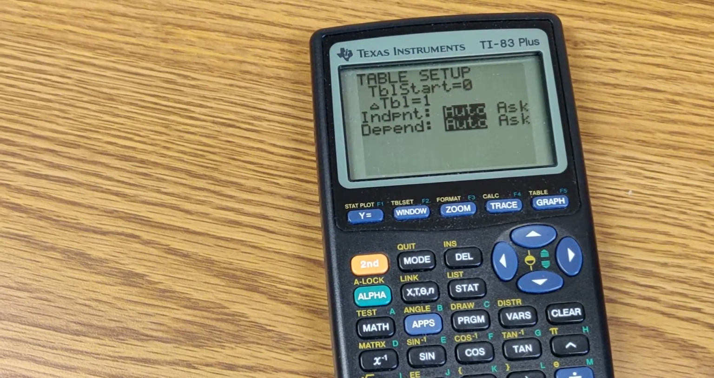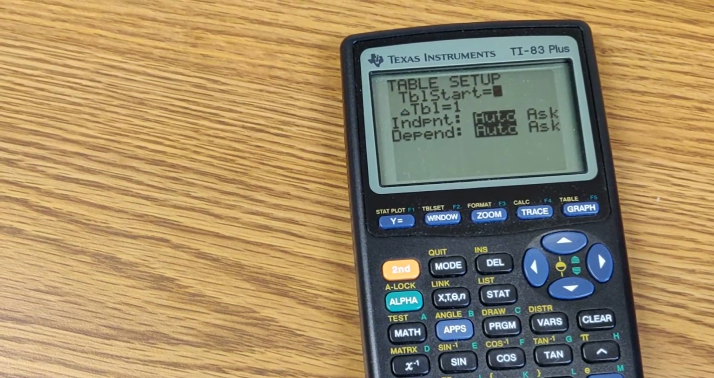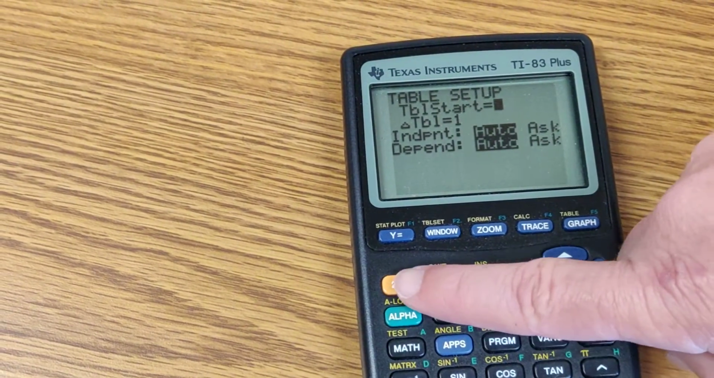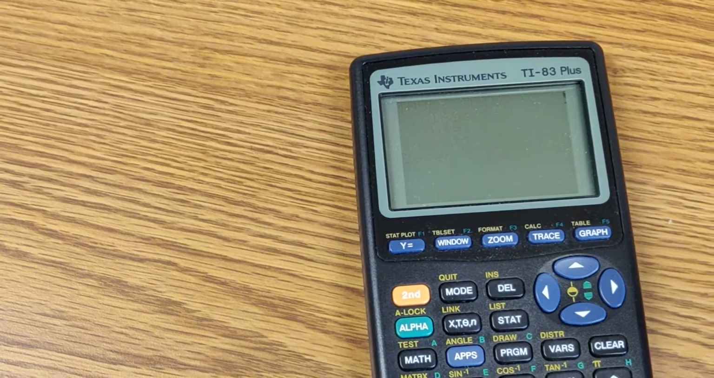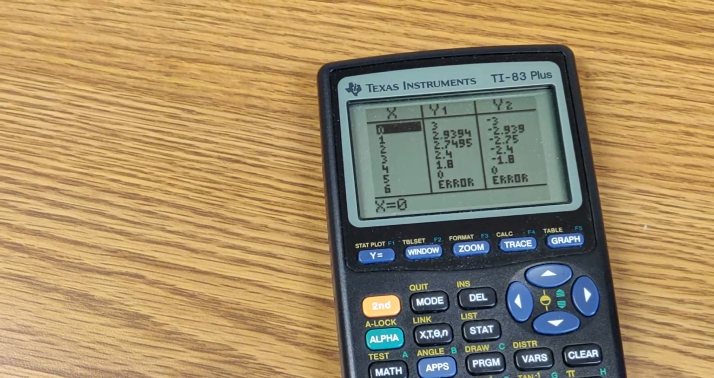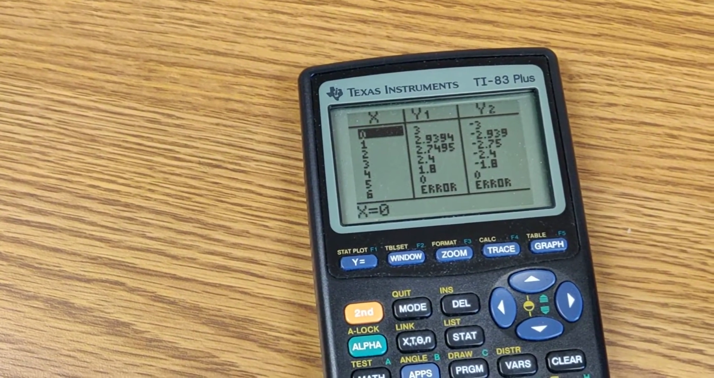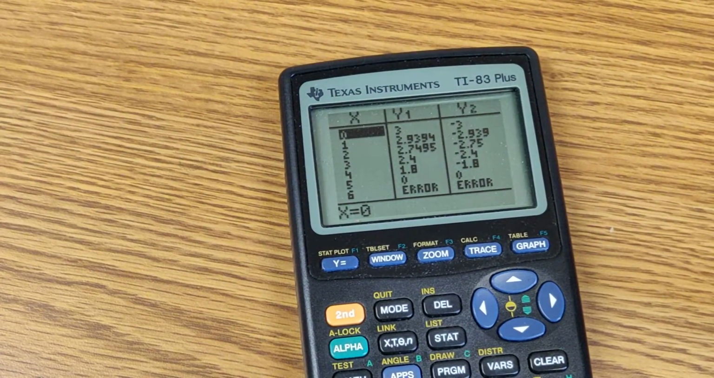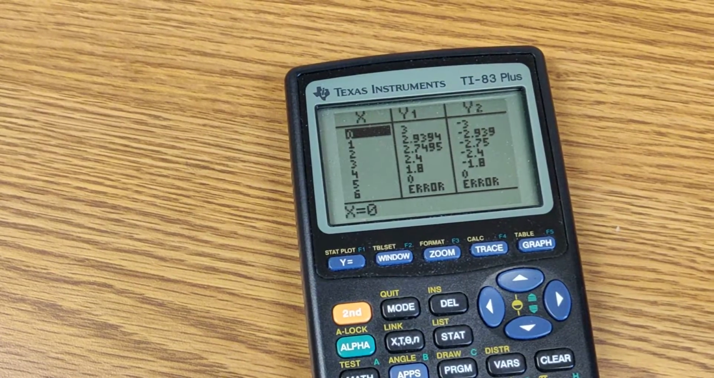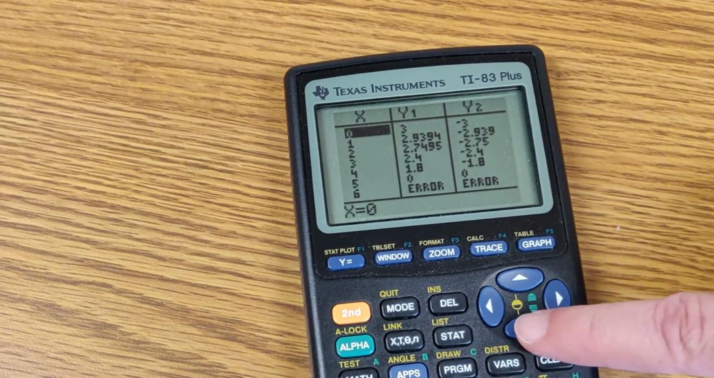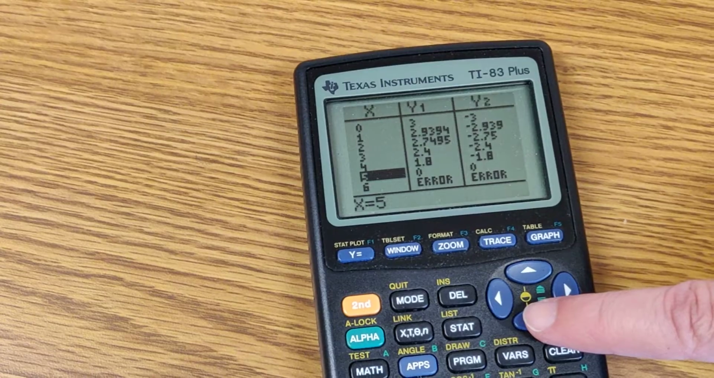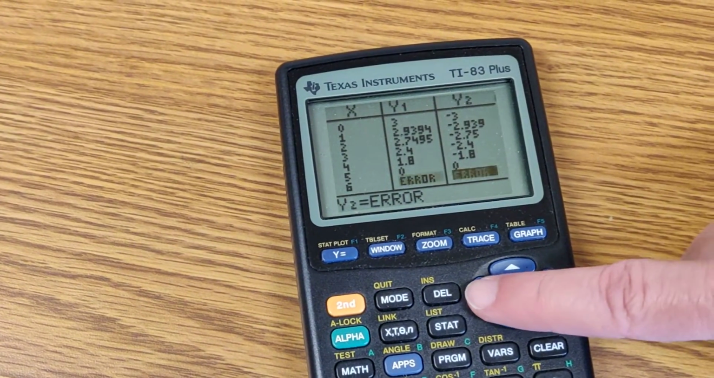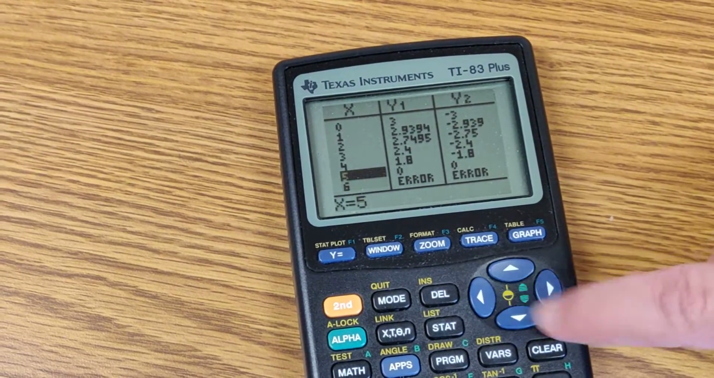Notice that I set up my table to start at 0, and then I put the independent on auto. Now go to second and table, and the calculator did all the work for you. Plot those points, the points that you see there, and you'll get half of the graph of the ellipse. Please do notice what happens once we go past 5. The calculator gives us an error message.